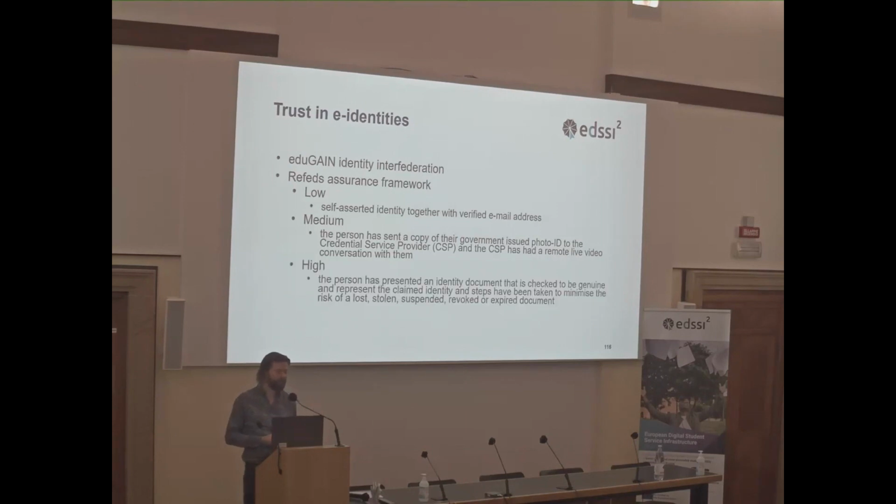And then we have the last level, which is high. And that could be that a person has presented an identity document that is checked to be genuine and represent the claimed identity, and steps have been taken to minimize the risk of a lost, stolen, suspended, revoked, or expired document. So at this level, we are very sure that it's a human, we are very sure who this human is, and we've also taken steps to ensure that the credential used to prove who this human is still valid. So there's a time aspect usually in this as well.